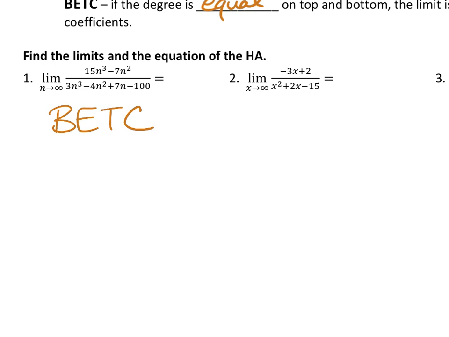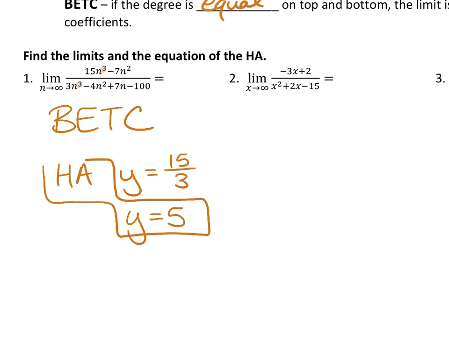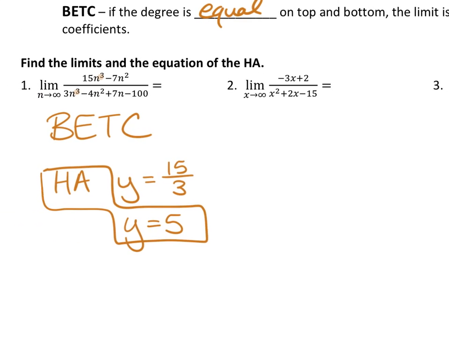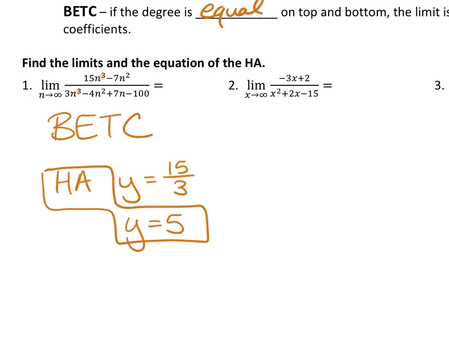And since it's a BETSY, we're talking about the degree, not the coefficient, the little numbers. 3 and 3. Since it is a BETSY, then we know that our horizontal asymptote just appears when y is equal to the coefficient of the top divided by the coefficient of the bottom. And what is 15 divided by 3? 5. So my horizontal asymptote is 5, which means that the limit is also 5. Whatever number you get as the horizontal asymptote is the limit.